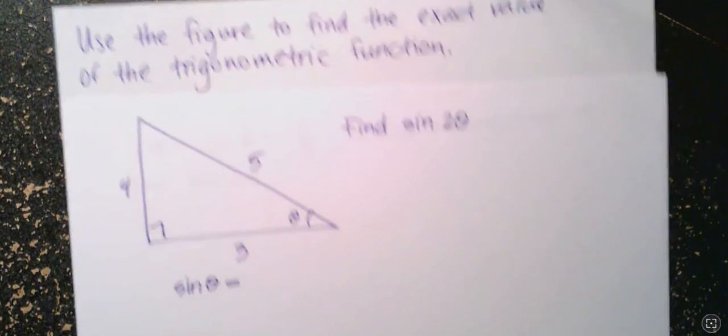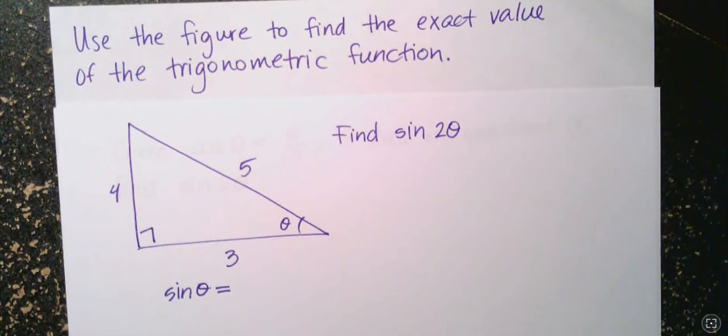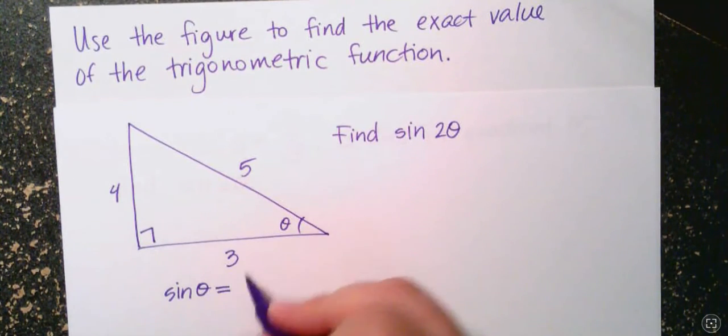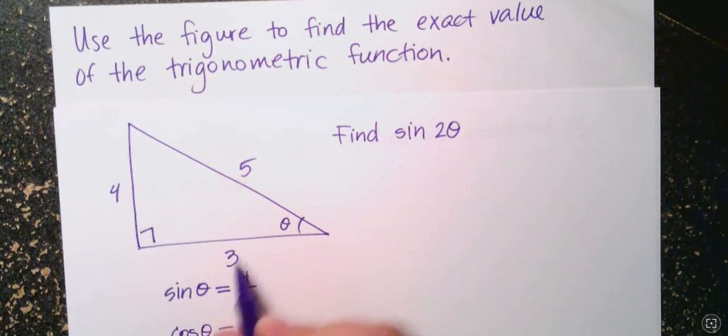So looking here at the triangle I'm given, we're going to use right triangle trig, so SOHCAHTOA. Sine is opposite over hypotenuse. So here's the opposite side from theta, here's the hypotenuse, so it's 4/5. Cosine is adjacent over hypotenuse, so that's 3/5.